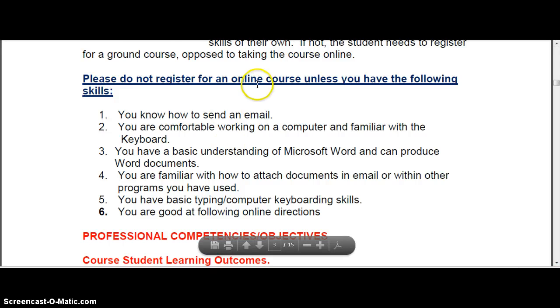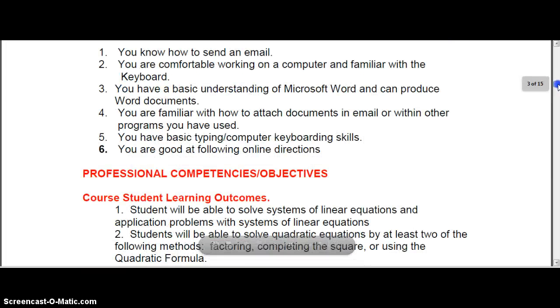Please do not register for an online course unless you have the following skills. You know how to send an email, you're comfortable working on a computer and familiar with the keyboard, you have a basic understanding of Microsoft Word, you're familiar with how to attach documents, you have basic typing, computer keyboarding skills, you're good at following online directions.